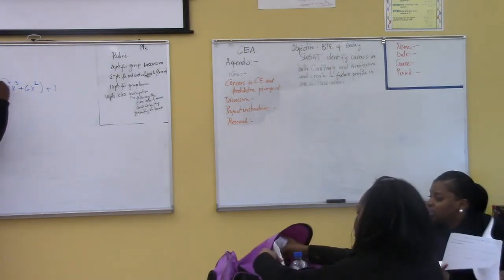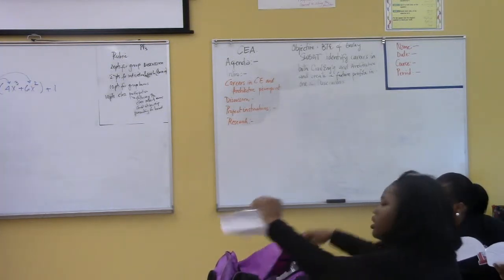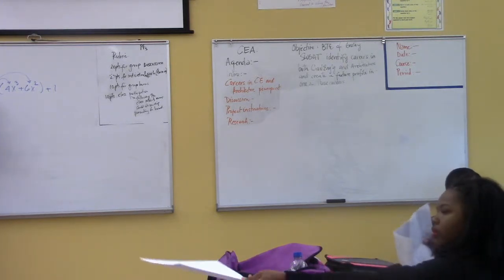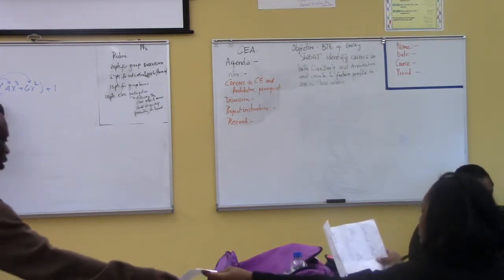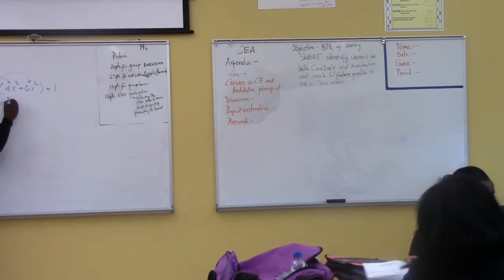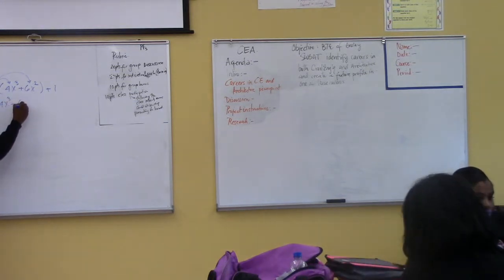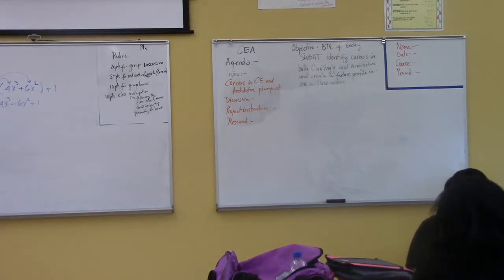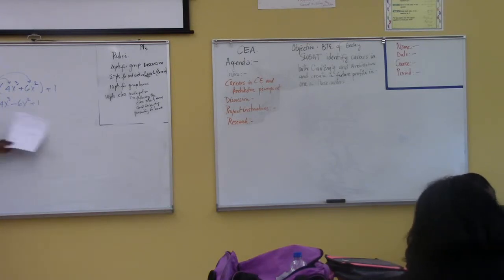This is a different problem that I'm doing. We get the same thing. Alright, so now we have 3x cubed minus 4x cubed minus 6x squared plus 1. Now what do we do? Subtract across. How do we do that?